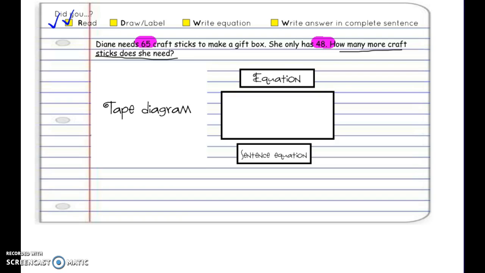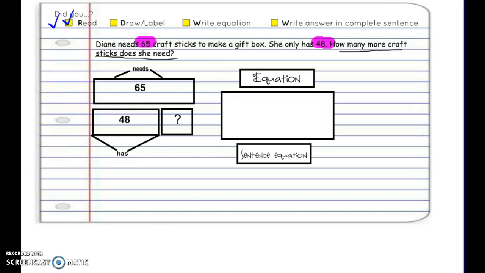Alright, let's take a look at the tape diagram. I have created the tape diagram to show that 65 is the whole amount. That's the total amount of craft sticks that she needs. And I know that Diane only has 48. So I'm going to have to try and figure out this missing part. Because when I add these two add-ins together, it will give me the whole amount of 65. So go ahead, and if you need to correct your tape diagram, pause the video and do so.